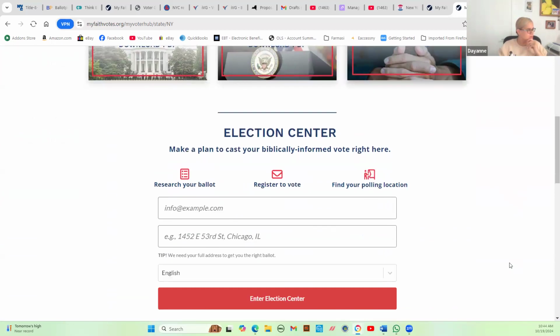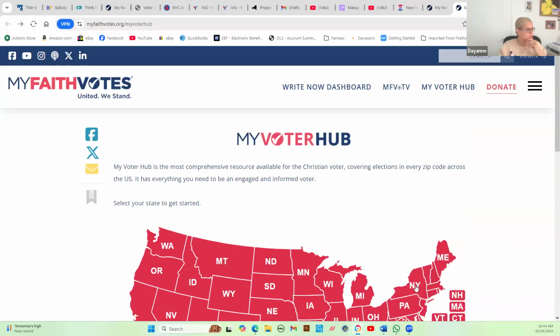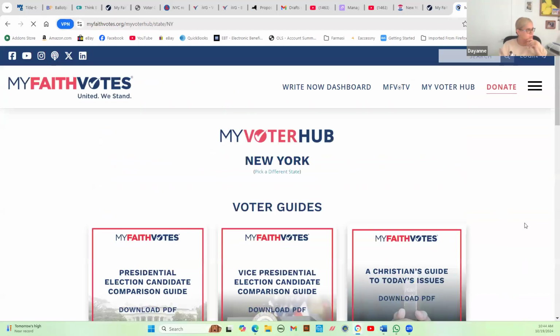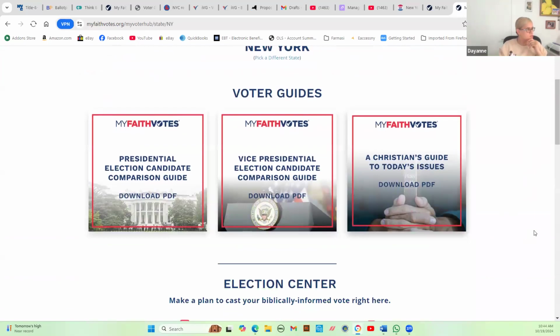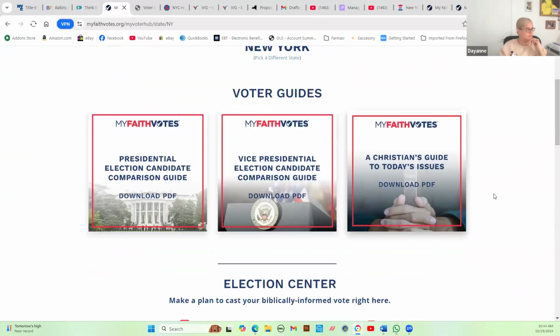Let me go back for a second. This is something. So here's where we get to this page where I was at, which is the one that I showed you. You download the voter guide and click on that, you end up on this very same page. And if, let's say you make a mistake, you can pick a different state and go back and change the state that you're in.